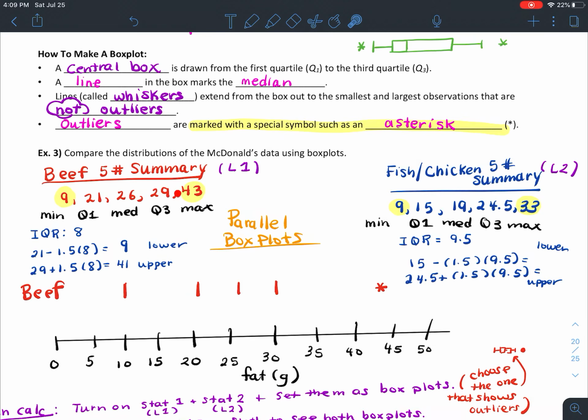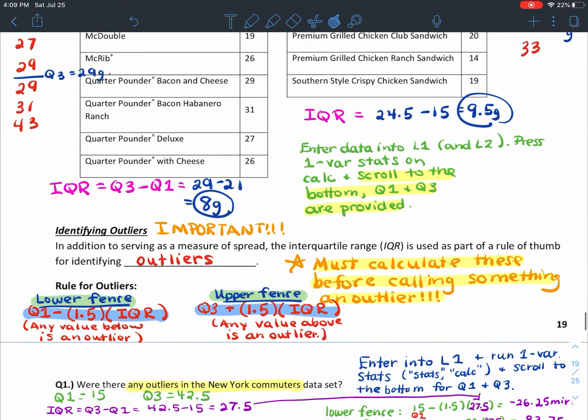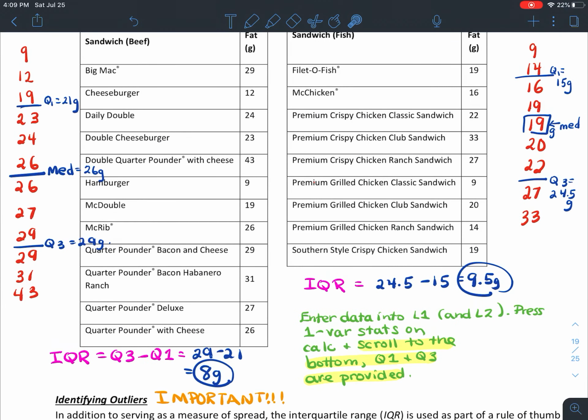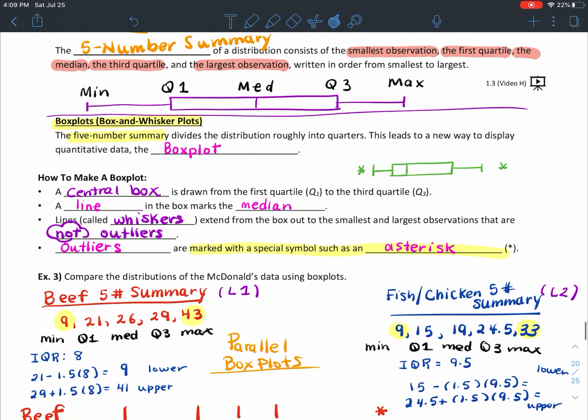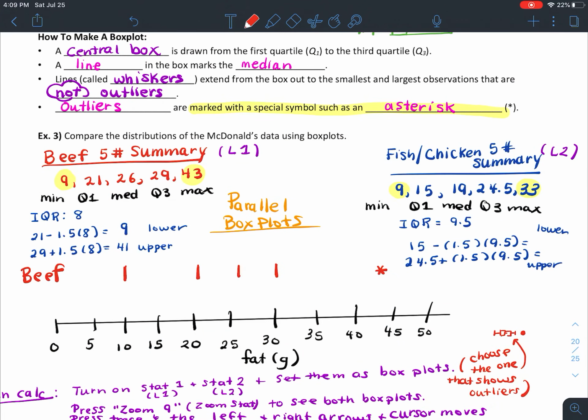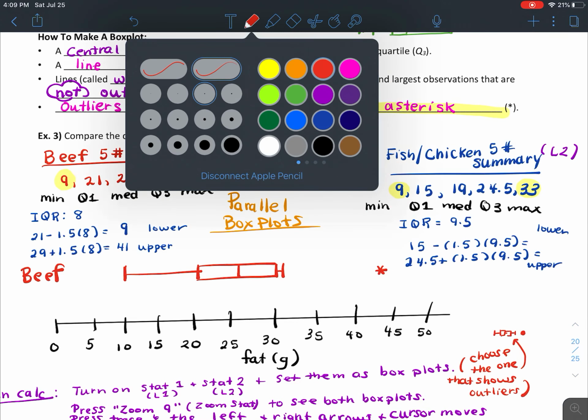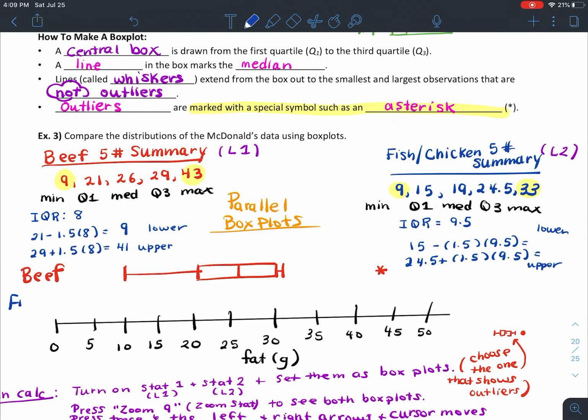So what I really need to know is what's the next biggest number next to 43. So I'm just going to scroll back to the beef values here. I can see that was 31. So 31 is where I'm actually going to place the rightmost whisker. Okay, so these middle ones are my box, whisker, whisker. I can see I got an outlier right there.